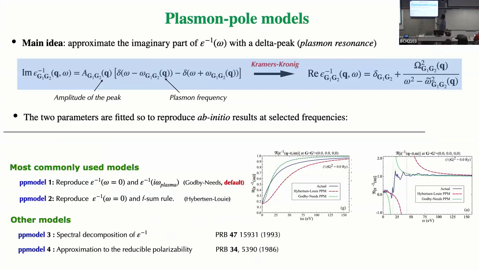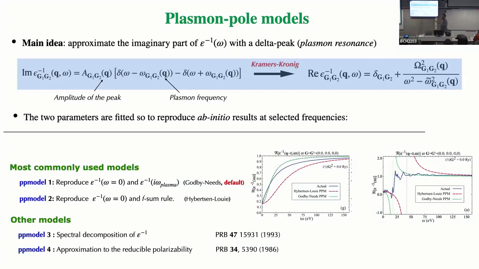The idea is to model the frequency dependence of epsilon minus one, to have a model that allows us to obtain epsilon minus one everywhere along the real axis. So in the plasmon pole, what we assume is that the imaginary part of epsilon minus one is essentially a delta peak located at the plasmon resonance, omega_{G1G2}(q), because we are working in a crystalline system, so it depends on two plane wave indices and a q vector, and this is the strength of the plasmon resonance. Once you have this model, you can use the Kramers-Kronig causal relation to obtain the real part from the imaginary part.